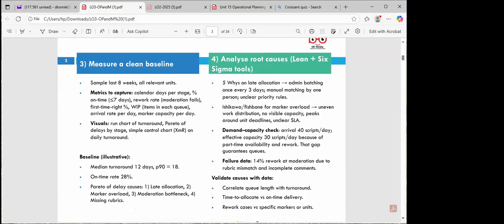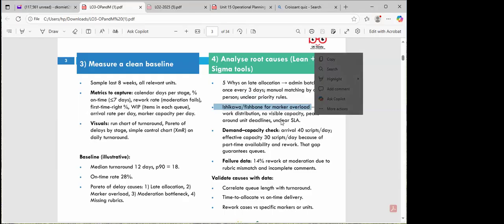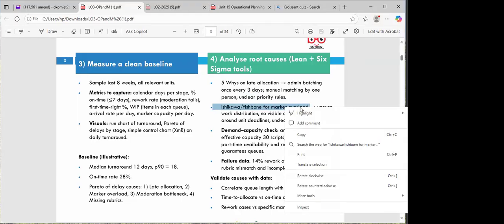Then it talks about the Ishikawa fishbone, marker overload. There's another tool that you need to learn. When it comes to correcting this one, Ishikawa, you want to write it down. Let me write it down. Ishikawa fishbone marker. This is very important as well. I wanted to highlight this.